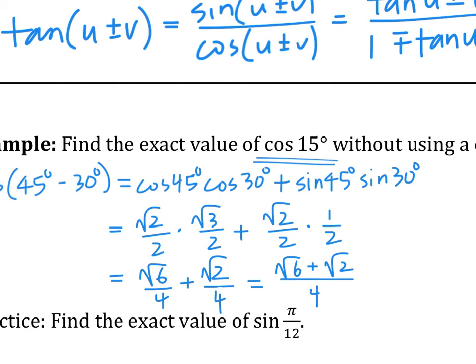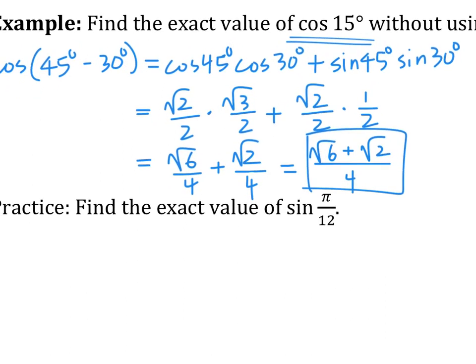Good. Okay, I'm glad nobody says radical 8. You cannot add the radicands together, okay? This is the answer. Cosine 15 degrees. All right, let's try another one.